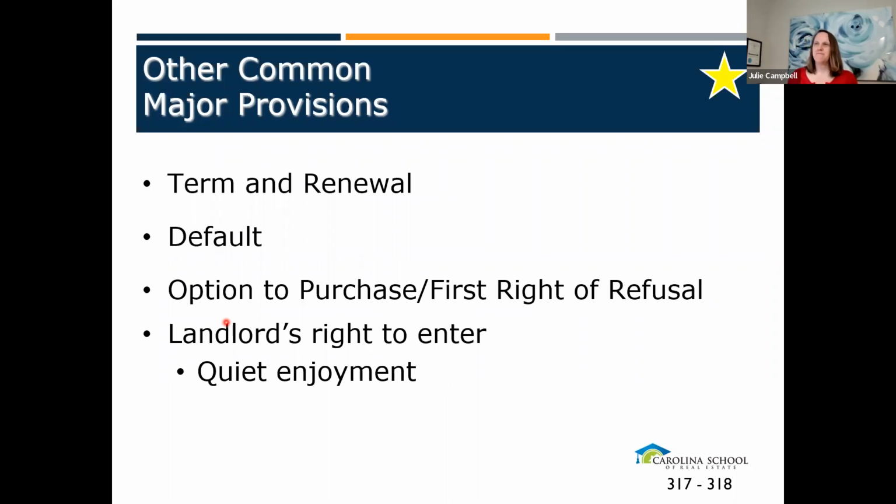Common provisions. Not to confuse those with the essential elements. Keep those separate. Essential elements are required. The common provisions are the ice cream and the icing and the sprinkles on the cake.